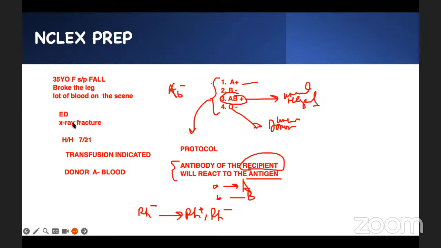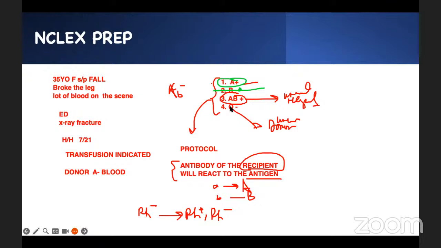That patient is acceptable. There is no antibody. Antibody here is B. It does not match with the antigen. So A is also acceptable. B has antibody A. It can react with the antigen of A. So therefore, this is not good. Right?